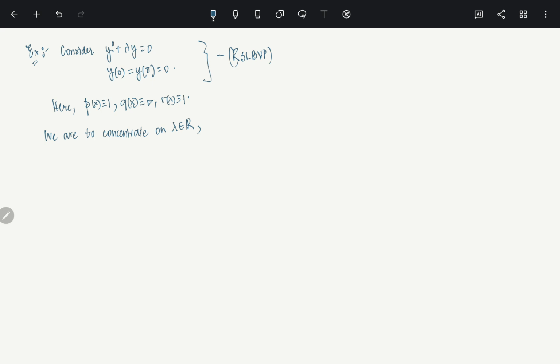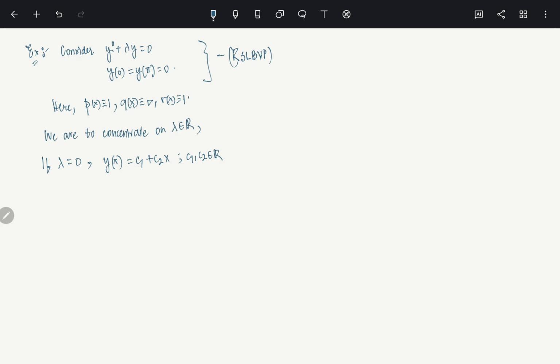So what can be the cases? The first case is that lambda is 0, or lambda can be non-zero, positive or negative, right? First of all, if lambda is 0, what happens to this equation? y double prime equals 0, and the general solution y of x will look like c1 plus c2 times x, where c1 and c2 are in R.